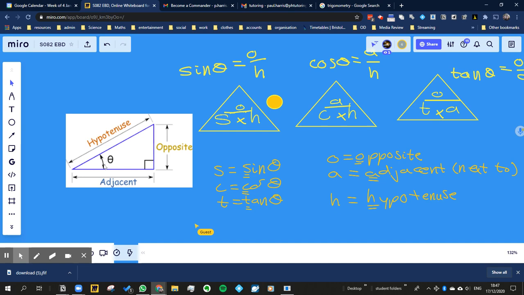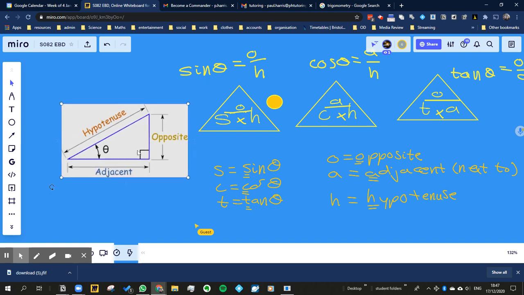So if instead of measuring this angle, I wanted to measure this angle, then the opposite would become the adjacent, and the adjacent would become the opposite. So the opposite side, as in O, is always the side that's opposite the angle we're looking at. Okay?